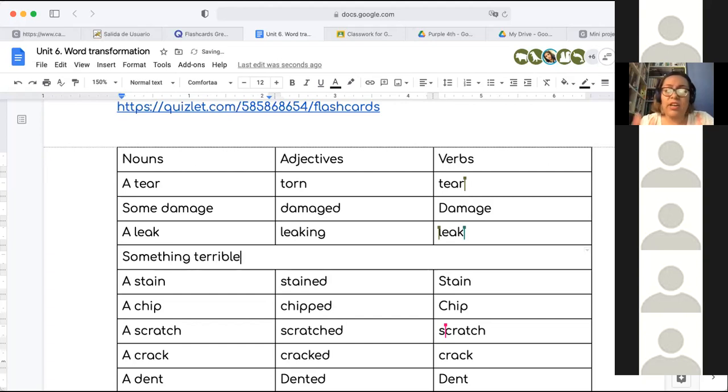I'm going to invent this story. For once, this is not my story. This is just a random story I'm going to invent. Something terrible happened to me yesterday.